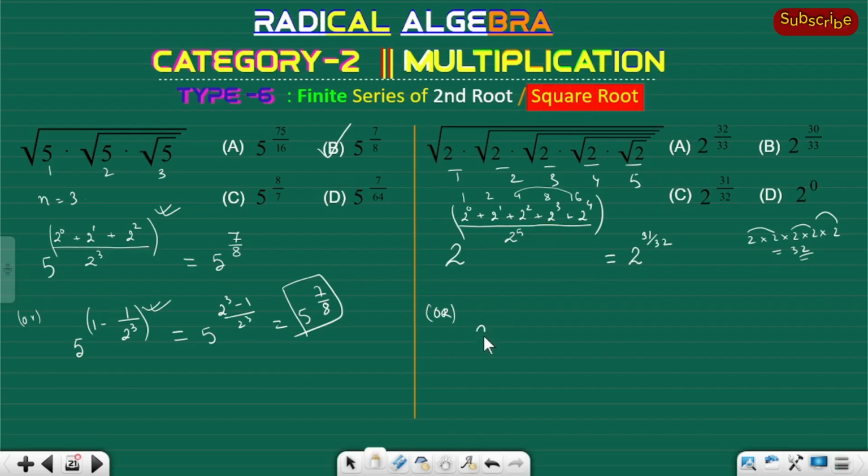Let's take it 2 by 1 minus 1 by 2 to the power 5, equal to 2 raised to the power 32 minus 1 by 32, equal to 2 raised to the power 31 by 32. 2 raised to the power 31 by 32, it is C. Answer is C.